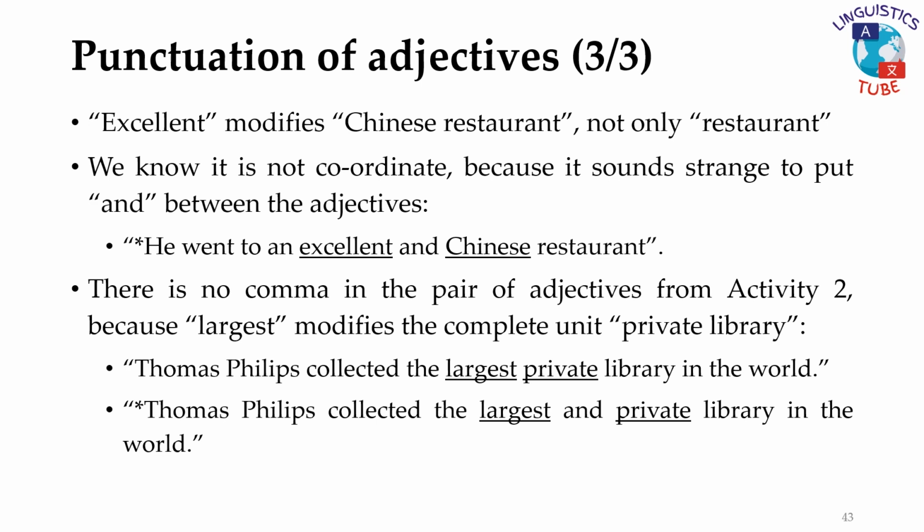Do you remember that, in Activity 2, we saw the phrase largest private library? The two adjectives, largest and private, both modify library without a comma, because private library is one complete unit. Therefore, largest modifies the entire unit, which is the second adjective together with the noun, not only the noun. We can test this by putting and between the adjectives. It is definitely incorrect to say, "Thomas Phillips collected the largest and private library in the world."